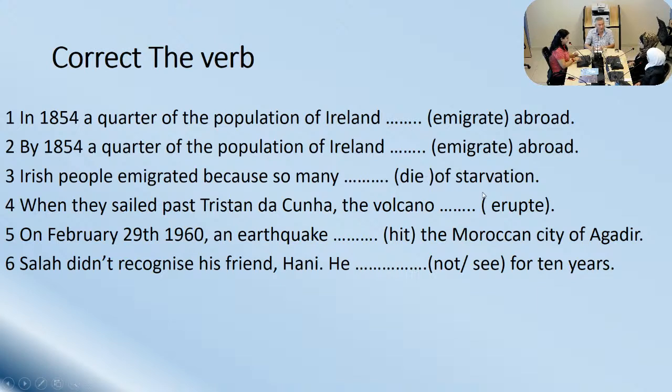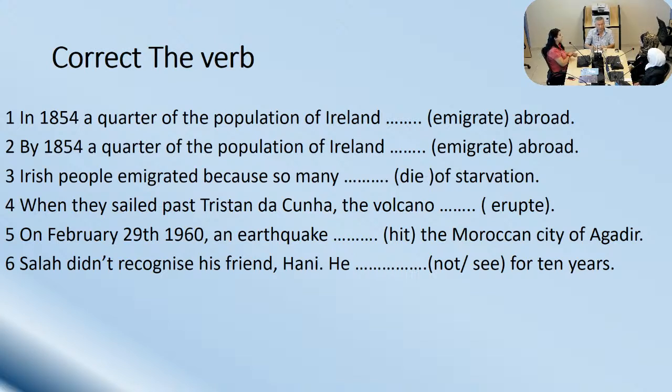Ms. Hiba, please, next slide. Ms. Maha: Yes, we have some exercises to correct the verbs. Number one, in 1854, a quarter of the population of Ireland immigrated abroad. You solved it as emigrated in the simple past because it is 1854. Yes, and number two is by, not in. By 1854, a quarter of the population of Ireland had immigrated abroad. Here we have by, so we use the past perfect.